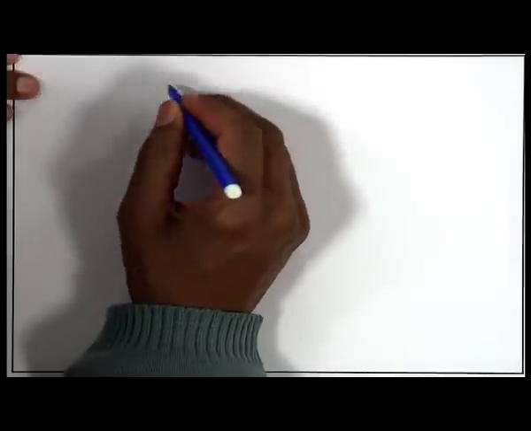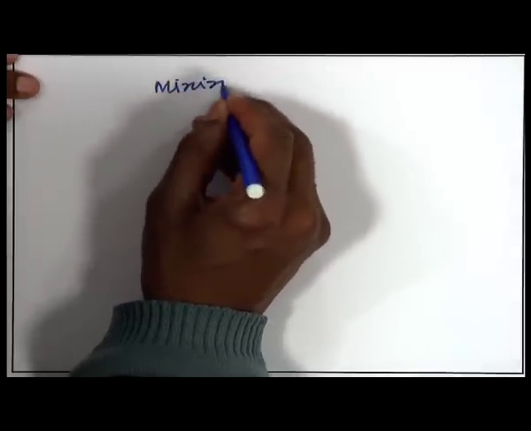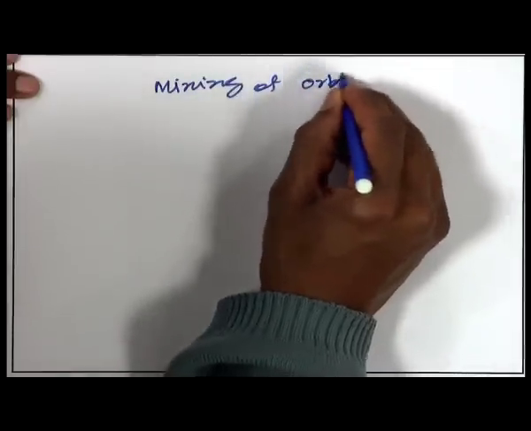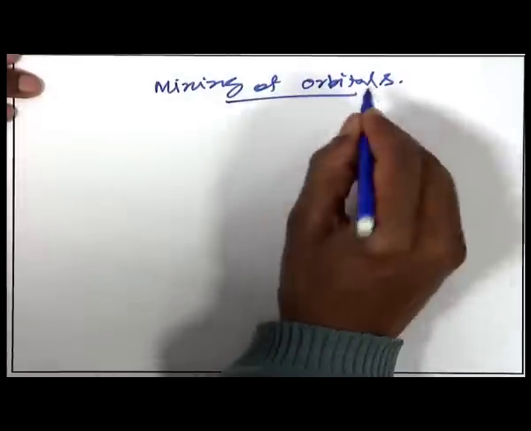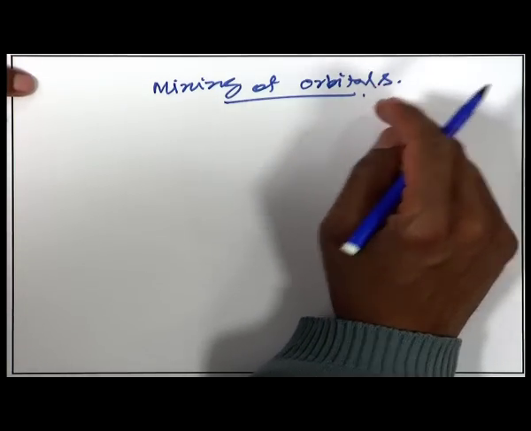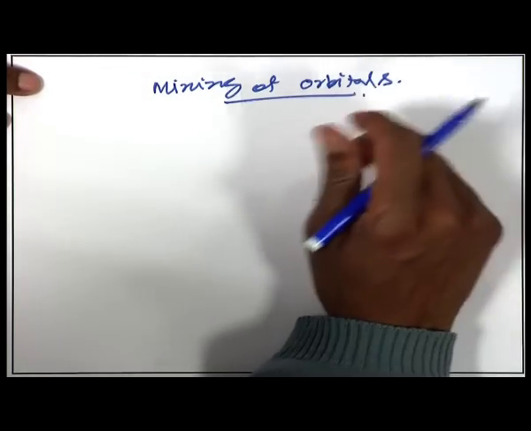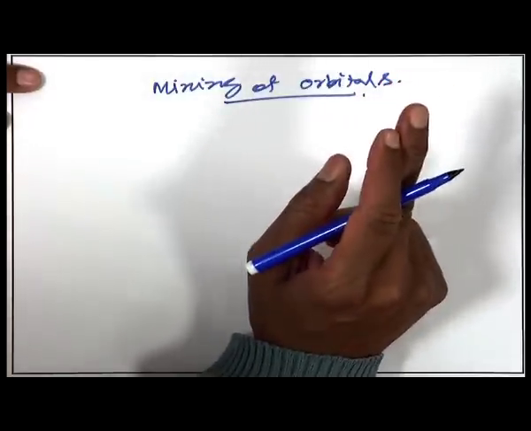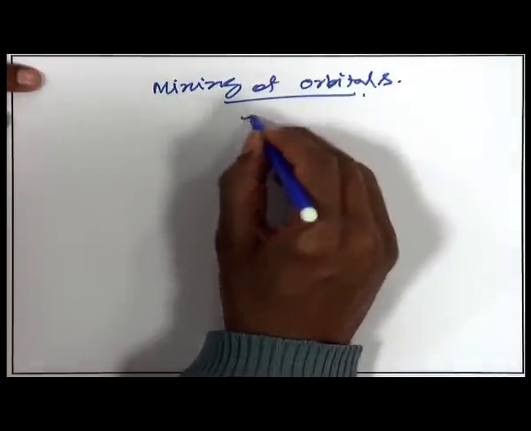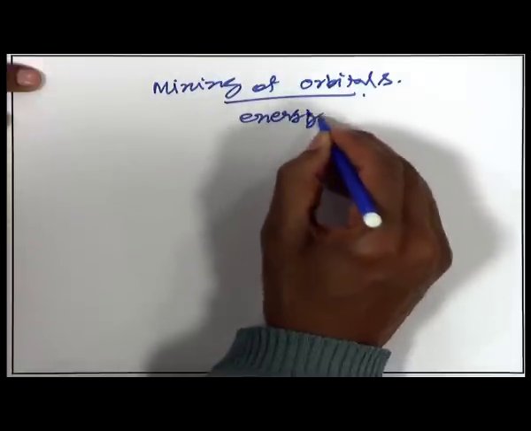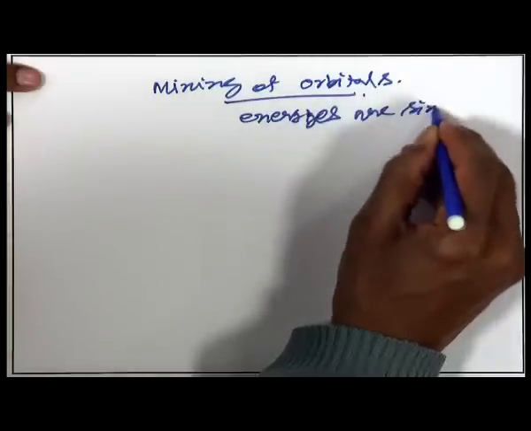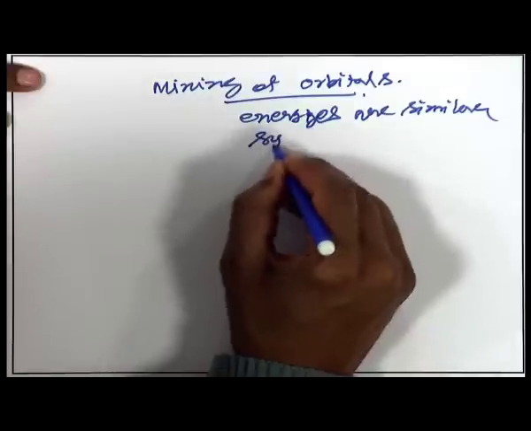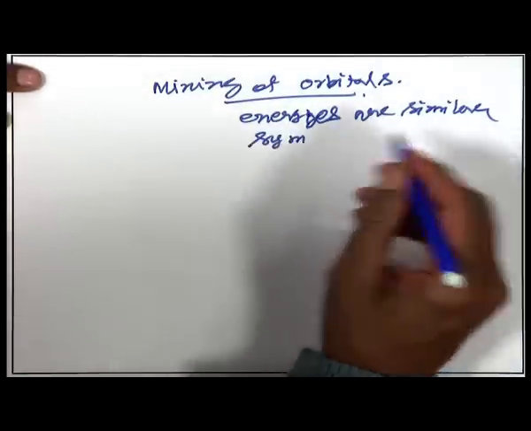Before we draw the correct diagram, we have to understand the concept of mixing of orbitals. Mixing of orbitals is possible as long as energy levels are similar and symmetry is the same. For mixing of orbitals, primarily two conditions are required: energies are similar, and the symmetry of the orbitals which are mixing should be the same.